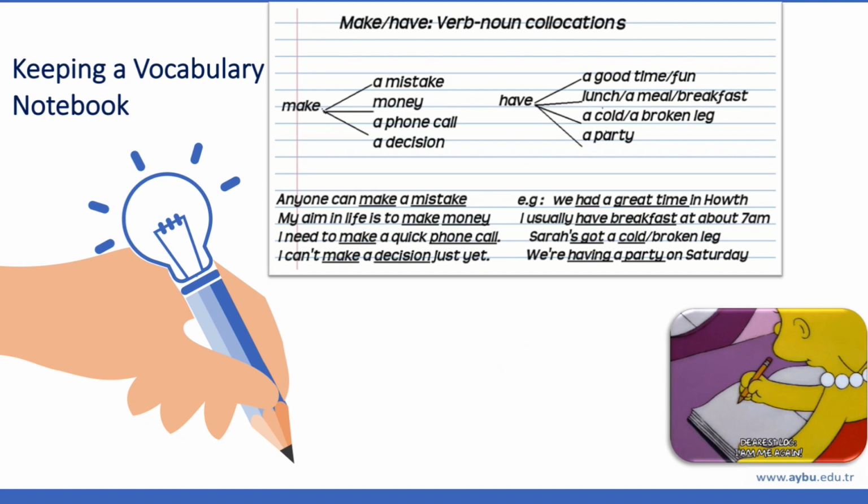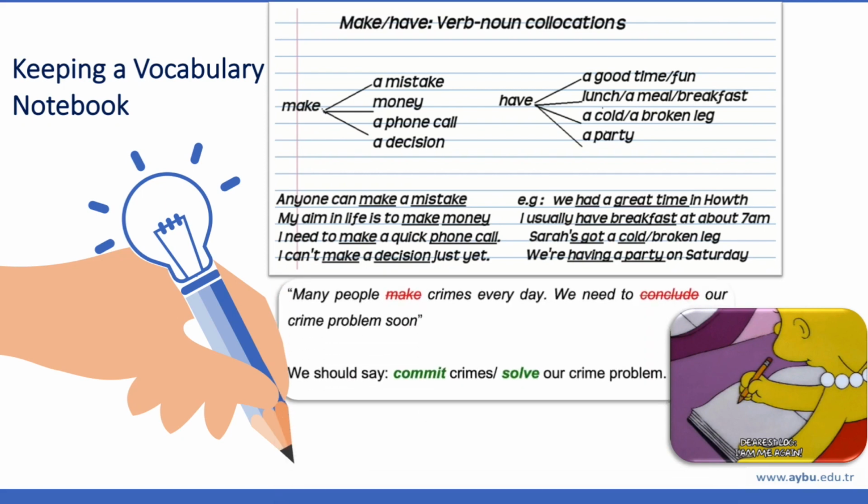If you learn the words with the collocations and the related words like this, you won't make such mistakes as in this example. It says, many people make crimes every day. We need to conclude our crime problem soon. But as we all know, we don't use making crimes. We generally say committing crimes, and we don't conclude our problems, but we solve our problems.